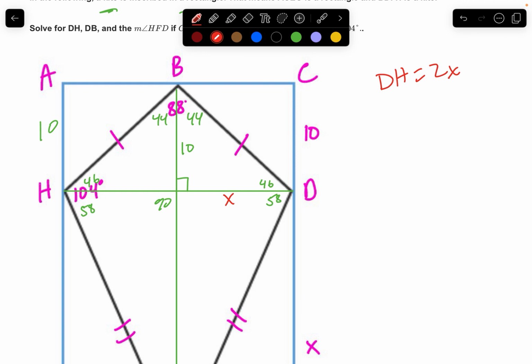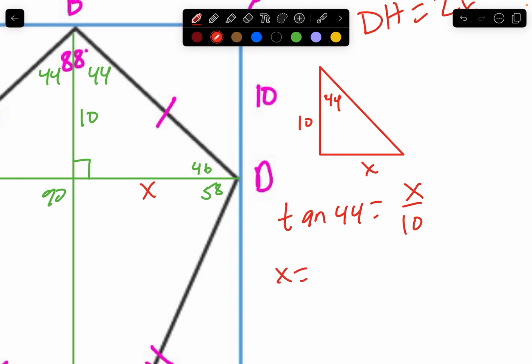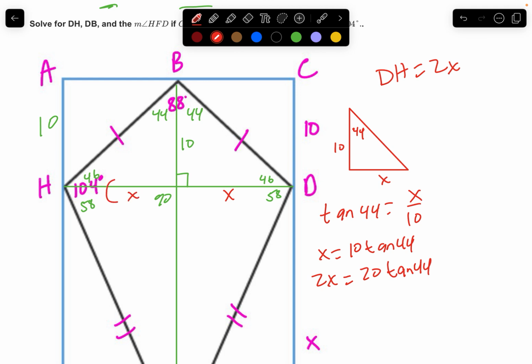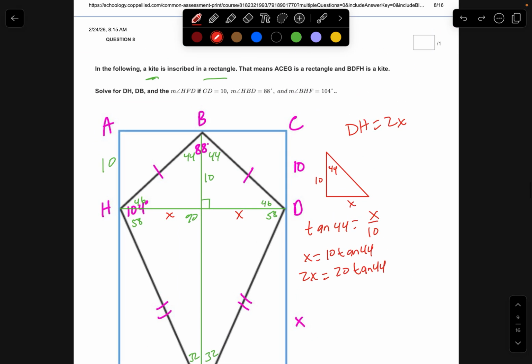So let's focus on this triangle where we have 44, 10, and what I just called X. So to get X, that would be the tangent of 44 equals X over 10. So X equals 10 tangent 44. So 2X equals 20 tan 44. Because these would both be X, right? This diagonal is folded in half. The other one's not, but that one is.